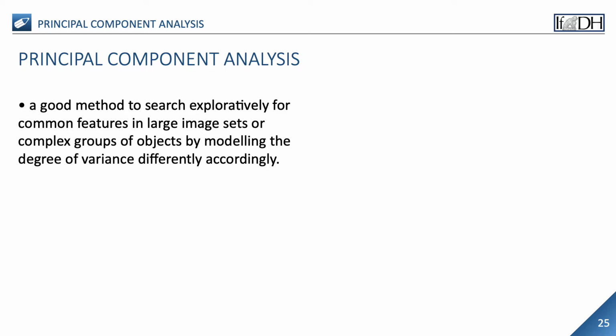Therefore, principal component analysis is a good method to search exploratively for common features in large sets of images or complex groups of objects by modeling the degree of variance differently accordingly. After defining the 60 features, we made a second decision to reduce the data in order to steer our results in a certain direction. This is important in order to be able to clearly identify certain features, but we must also be aware that we are thus clearly limiting the diversity of the data.